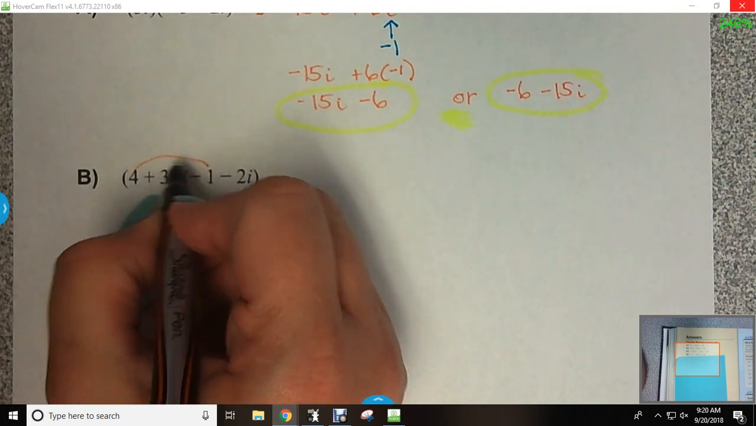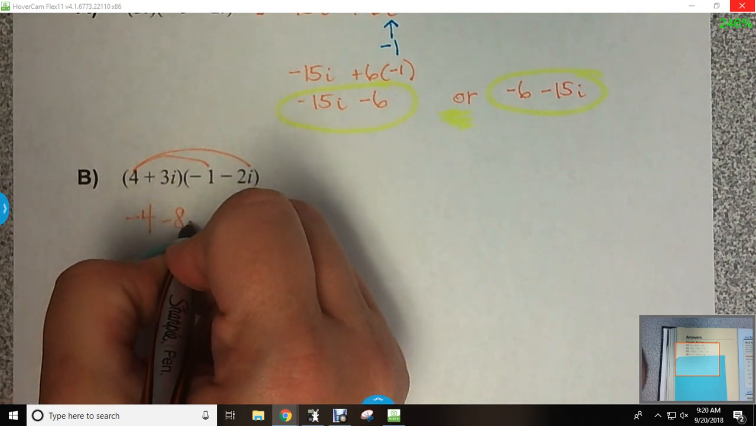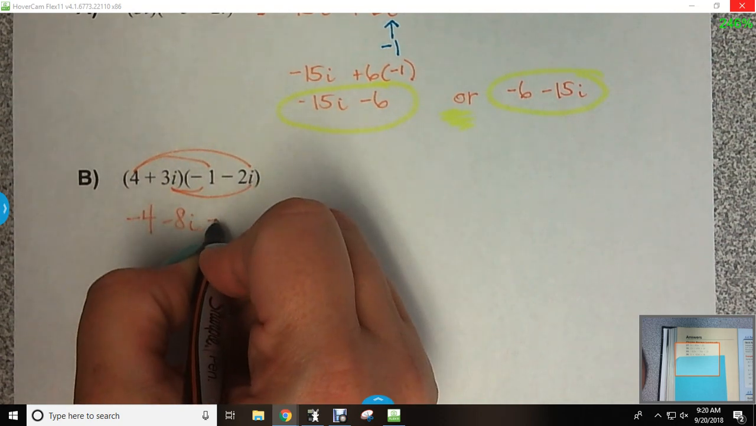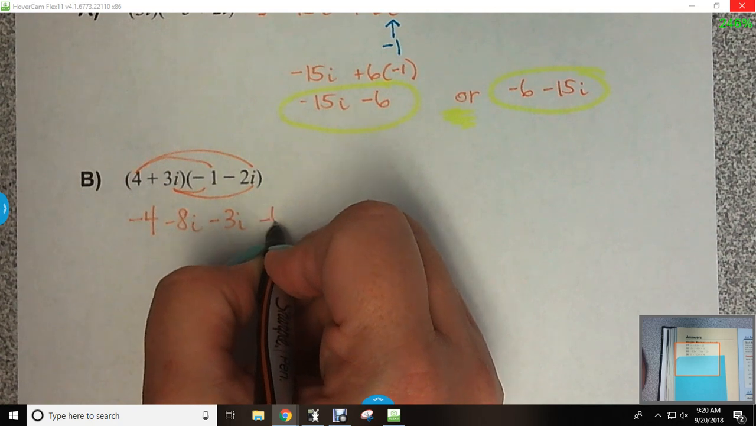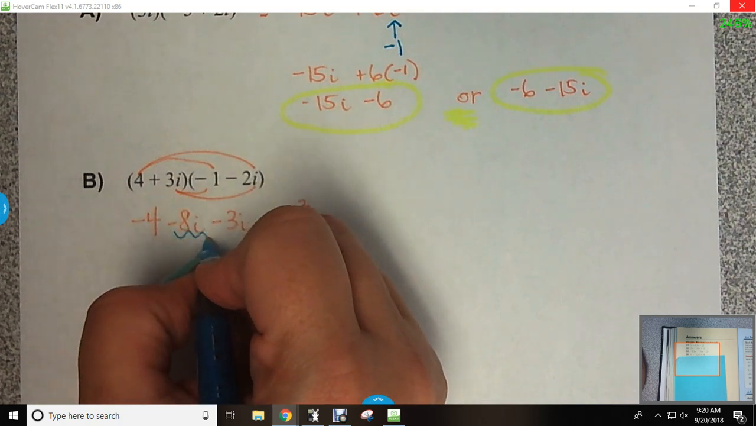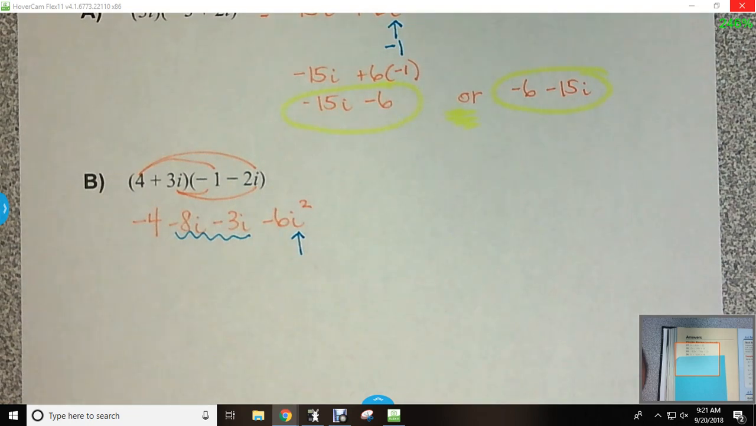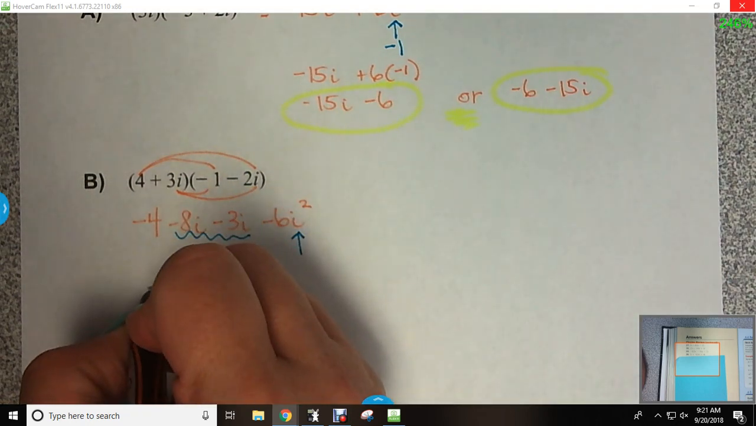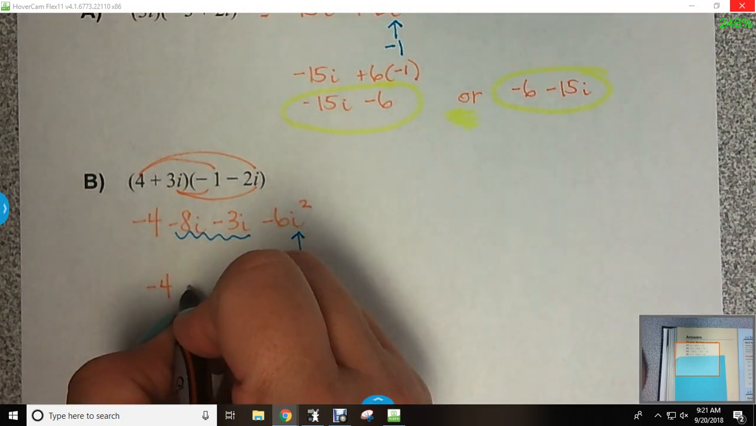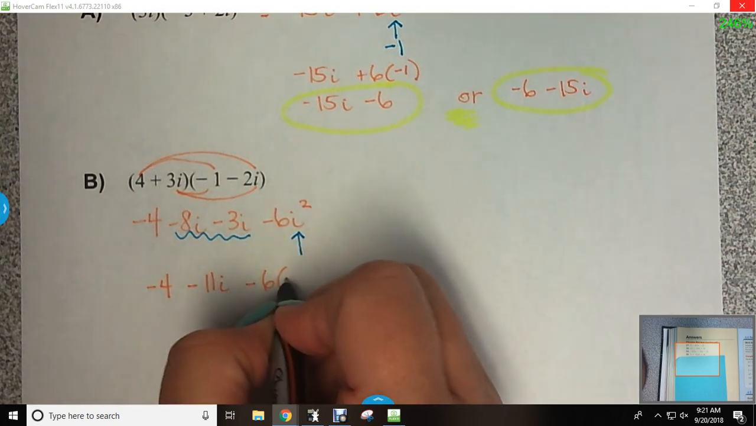So I'm going to go ahead and distribute my 4, and that's going to give me negative 4 minus 8i. Distribute my 3i, I'll get minus 3i minus 6i squared. Now, I have some like terms here, but then I also have an i squared that I have to replace with a negative 1. So, there's my negative 4. Negative 8i minus 3i is negative 11i. And then I have negative 6 times negative 1.